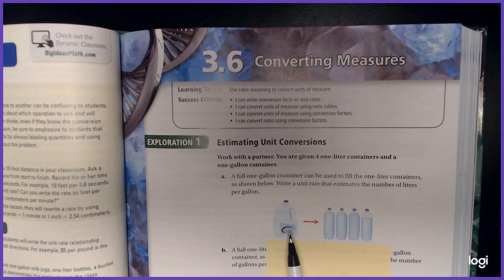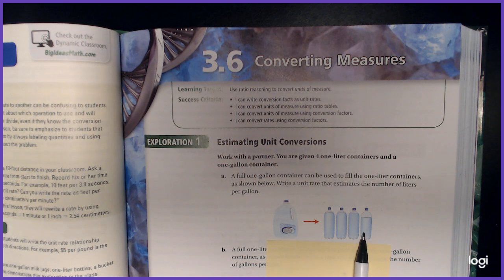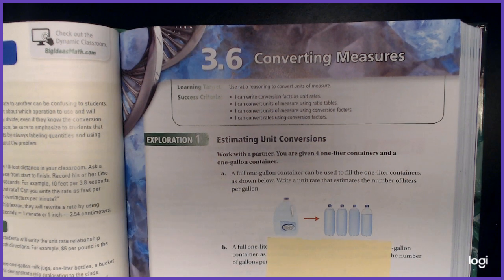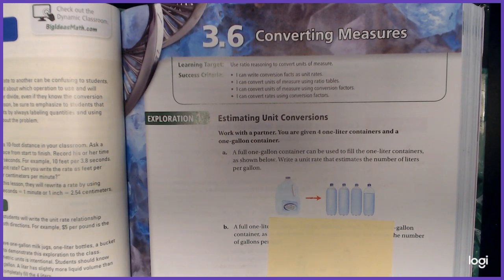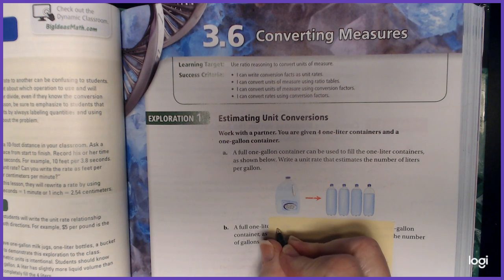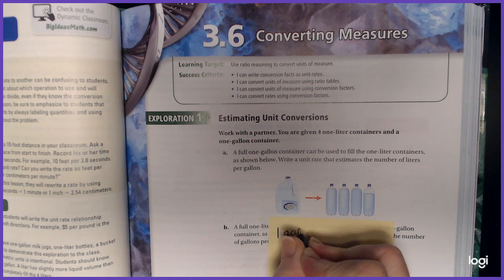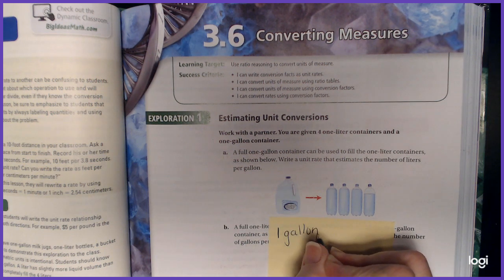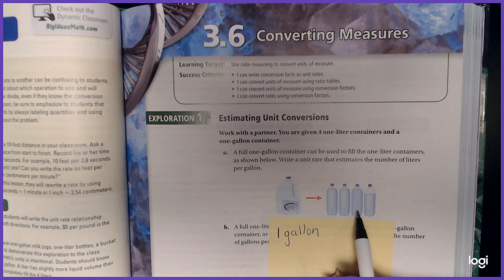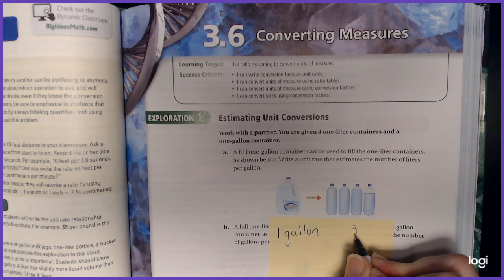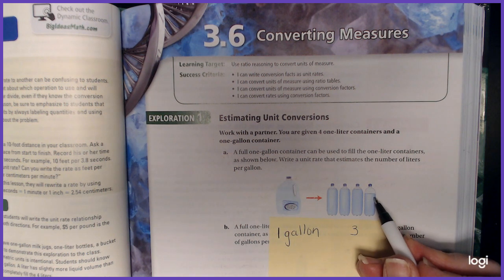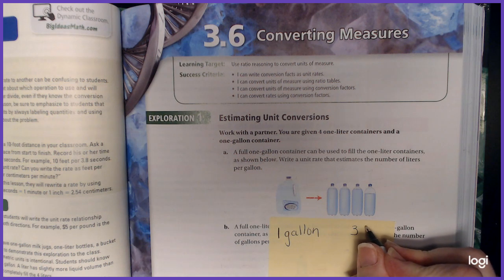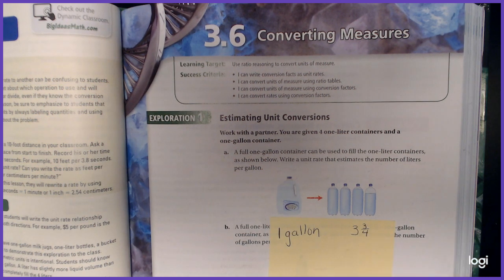The first thing we're going to do is, if you notice, I have a picture, or in your math book you have a picture of a gallon container, and then you have over here, as you can see, some liter containers. Well, if we had to write a unit rate that estimates the number of liters per gallon, so if I look, this is 1 gallon. And if I had to estimate, I'd look here. Well, I've got 1, 2, 3. And it's not quite a full 4, and it's more than half. I would say it's 3 3/4 liters.